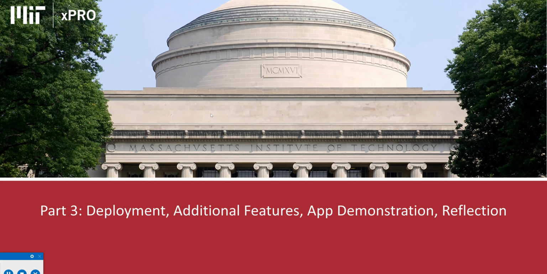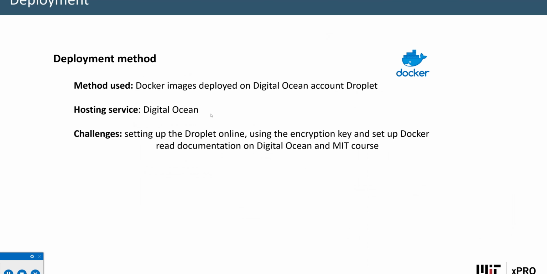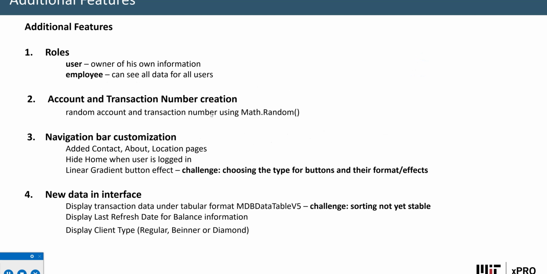In regard to deployment, I have been using Docker, deploying on a DigitalOcean account in Droplets images. The hosting service is DigitalOcean. There were a couple of challenges, like setting up a droplet online, especially using the encryption key and setting up Docker. But reading the documentation helped me solve the issue.